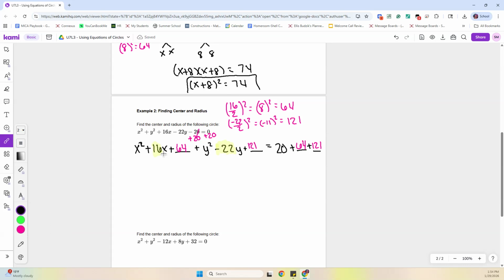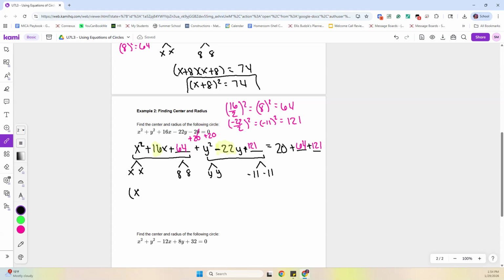So then I'm going to look at my x section, my y section, and then this third section over here. I'm going to try to factor. What multiplies to 64 but adds to 16? That's going to be 8 and 8. And again, x times x gives us x squared. Here, what multiplies to 121 but adds to negative 22? Well, 11 times 11 is 121, and if we make them both negative, negative times negative gives me a positive 121, but also adds to make a negative 22. And then here, y times y is going to be y squared.